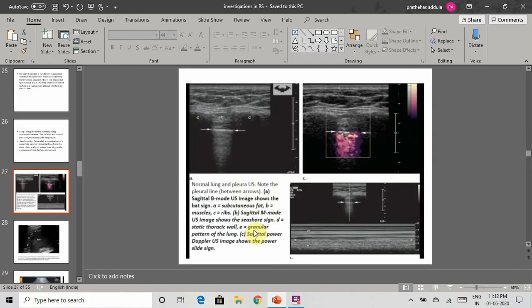The following images are of ultrasound. A shows a sagittal B mode ultrasound image showing the bat sign, which can be understood from the color of the image. The lower image shows the seashore sign with the granular pattern of the lung and static thoracic wall. The static thoracic wall is represented by horizontal lines, whereas the granular pattern represents the lung. So the seashore sign is seen with normal lung sliding, and the topmost image shows the bat sign.